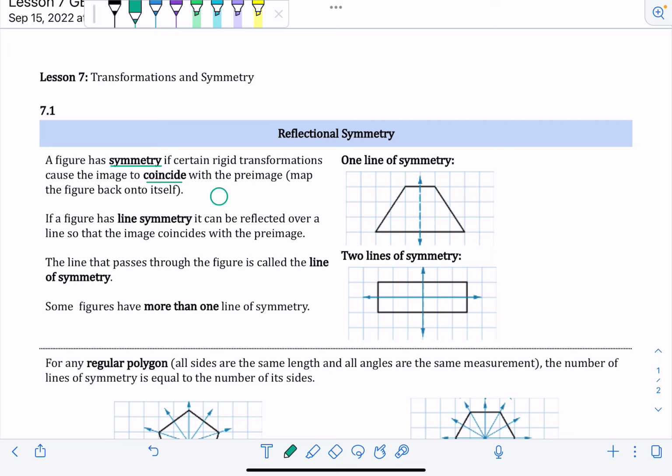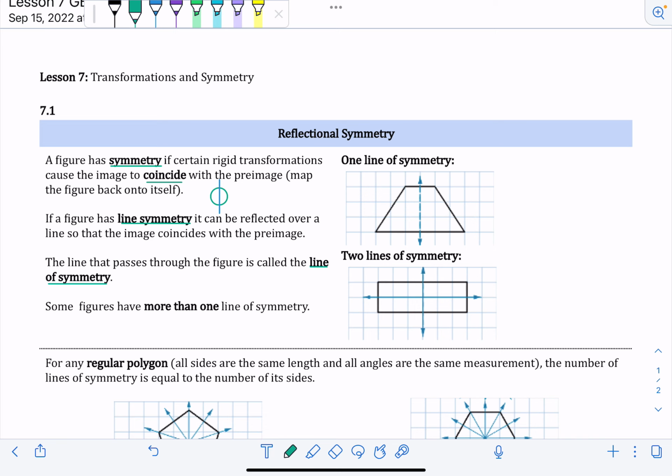And then in the next section, if a figure has line symmetry, it can be reflected over a line so that the image coincides with the pre-image. A circle, for example, has line symmetry. It could reflect over a line that goes down the middle of it, and when it reflects over that line, it would coincide, or land exactly where it was originally. And then the third section: a line that passes through the figure is called the line of symmetry. So whatever line we reflect over is called the line of symmetry.